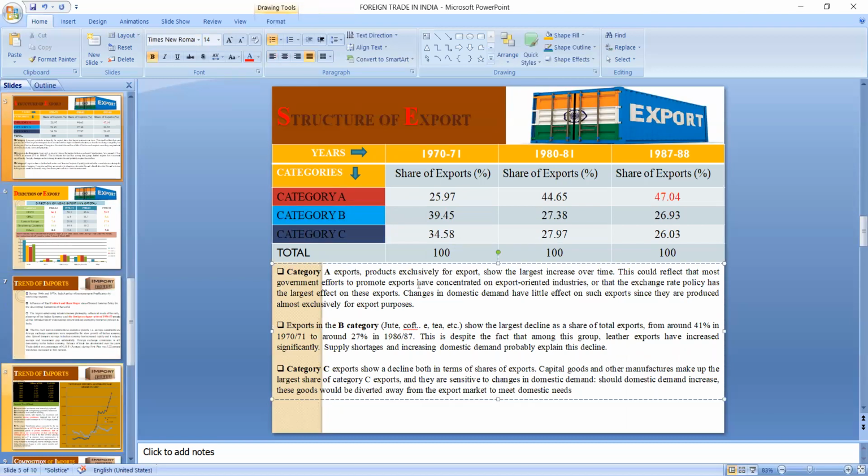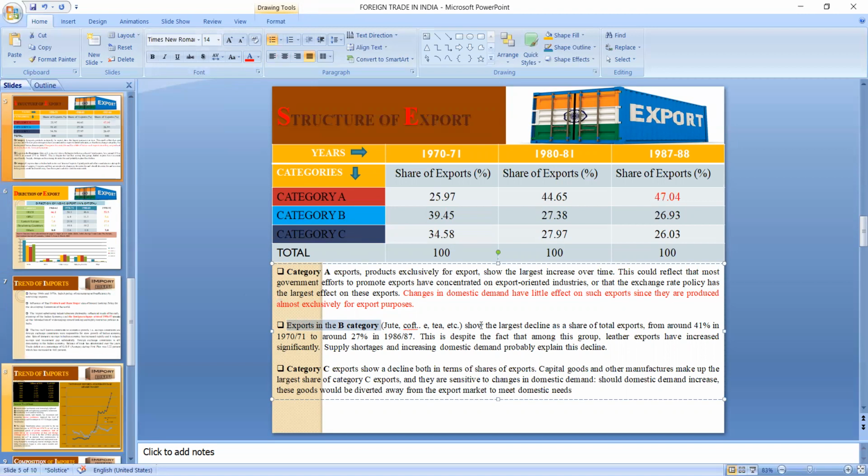Category A exports products exclusively for exports. These products at that time were produced exclusively for export. So changes in domestic demand have little effect on such exports since they are produced almost exclusively for export purposes, and as a result, we have observed an improvement under category A regarding the share of exports. If we look into category B, then it includes wood, coffee, tea, etc.